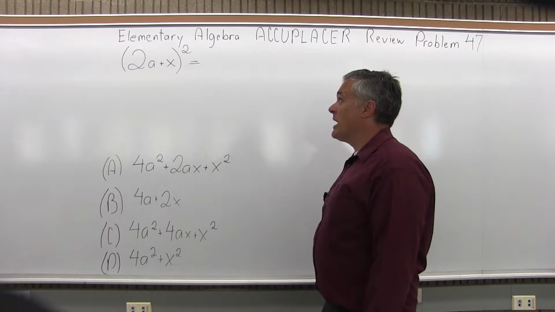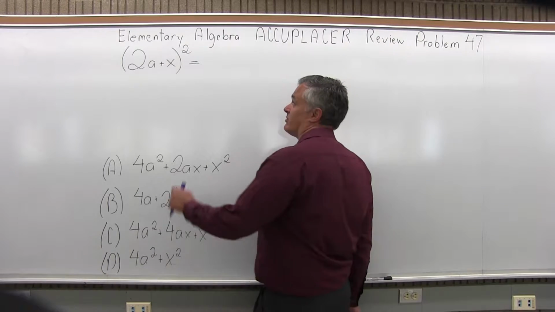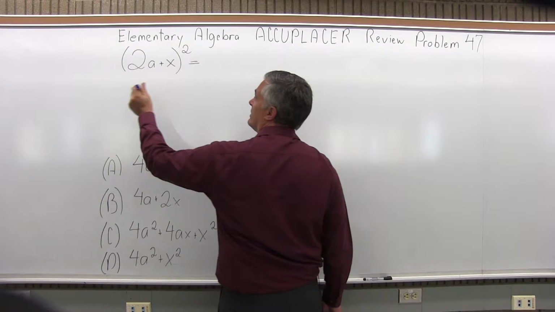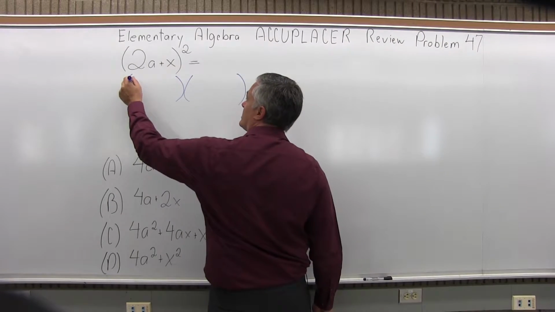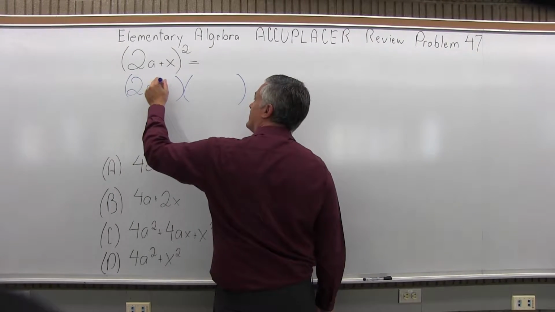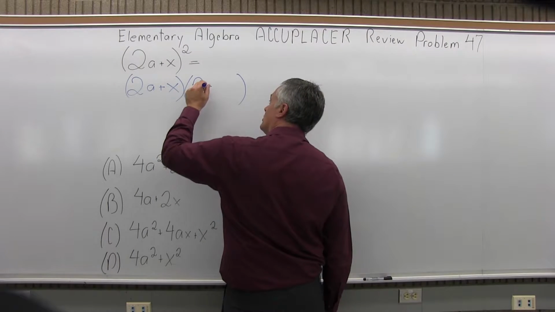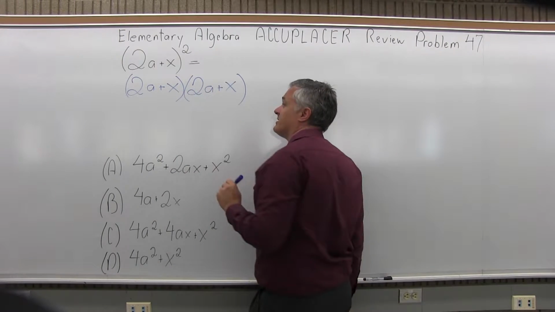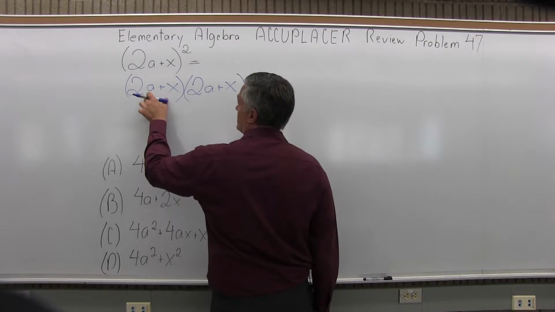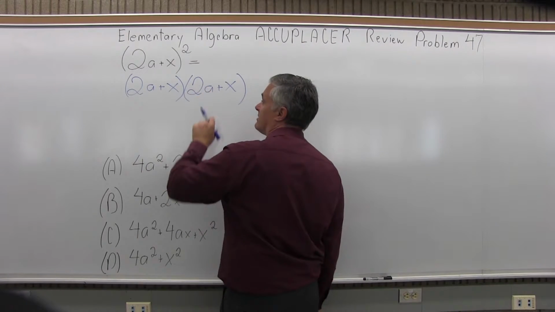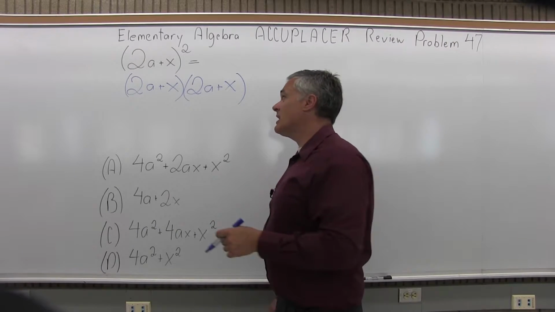What we have is 2a plus x in parentheses, and the parentheses are raised to the second power. So what you have is that set of parentheses times itself. So you have 2a plus x in parentheses times 2a plus x again in parentheses. So now what you have to do is multiply every piece in the first parentheses times every piece in the second set of parentheses and combine what you can.